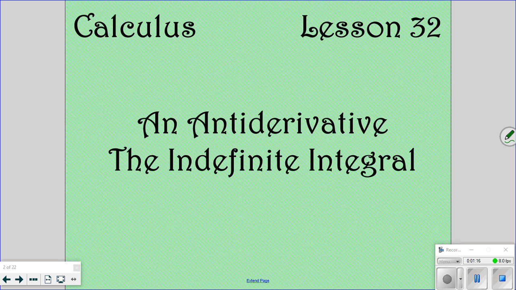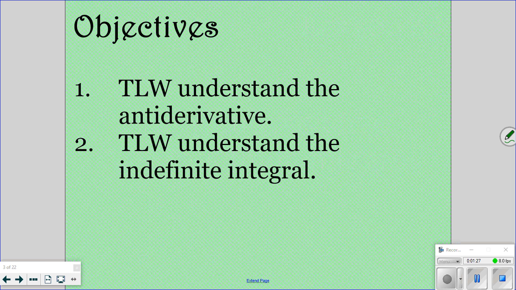Okay, so we're looking at lesson 32 today. We're looking at an antiderivative, and then we're going to look at indefinite integral. So hopefully you'll understand what the antiderivative is even talking about, and you'll understand what the indefinite integral is.